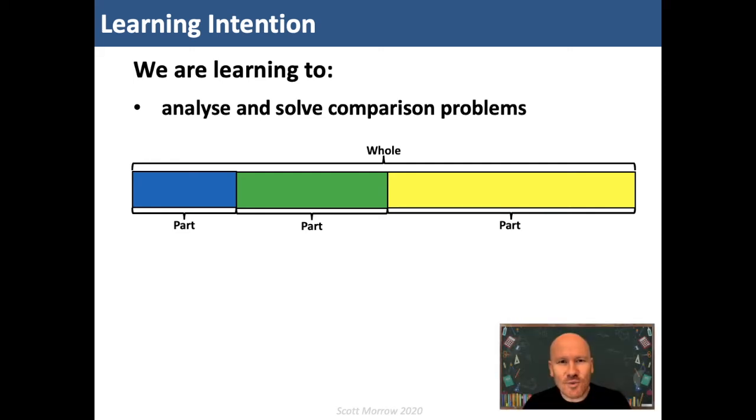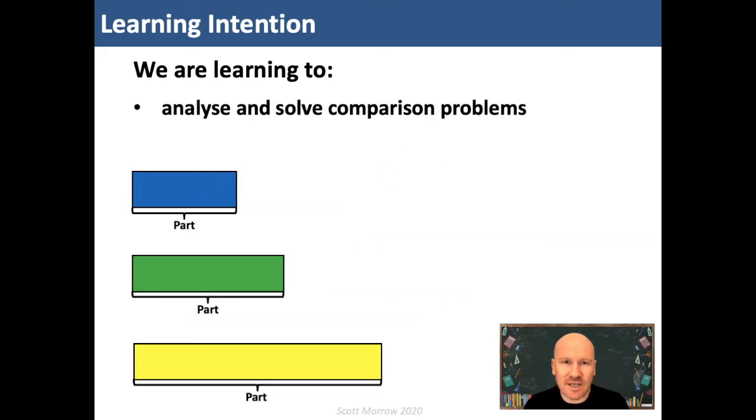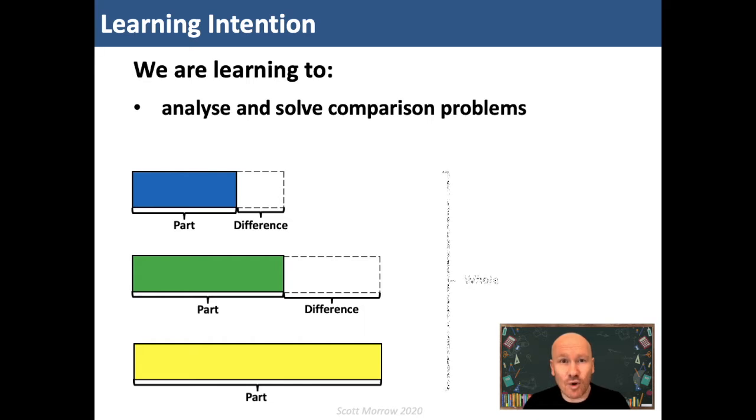Hi guys, last week we were investigating part-part whole problems involving two or more parts. This week we're going to analyse and solve comparison problems that involve more than two parts, and we're going to need to take at least two steps in order to do that. So we might be interested in working out one of the parts, or maybe the difference between two of the parts, or we might even be interested in working out the whole amount.